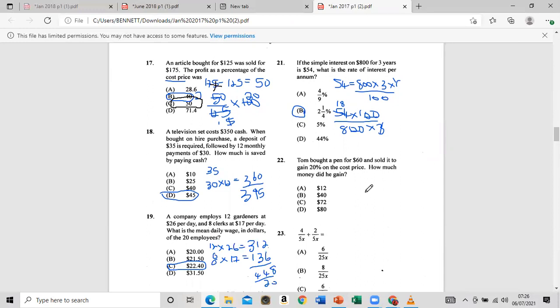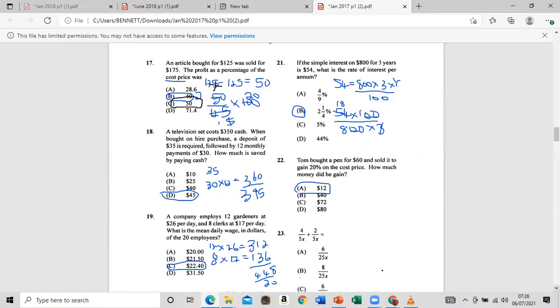Tom bought a pen for $60 and sold it to gain 20% on the cost price. How much money did he gain? Now, I'm not going to work this out, guys, but think about it. 20% of this is the profit they ask for. You can't gain $40, you can't gain anything big, right? Only $12, so that's a giveaway.